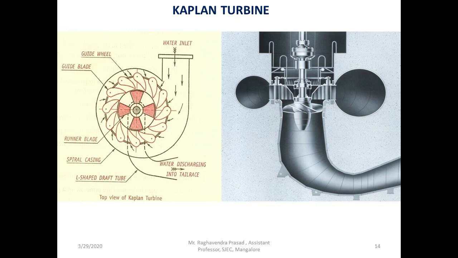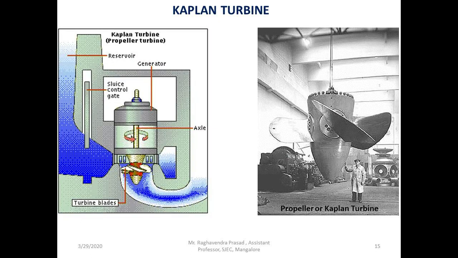So Kaplan turbine in design looks somewhat similar to that of Francis turbine, except one important thing, that is the center Kaplan wheel. The design of a Kaplan turbine, if you see in the second diagram on the right hand side, resembles the propeller of a ship. So it is also called a propeller turbine. Kaplan turbine is called a propeller turbine because of this shape of the blade. In the next diagram you can see the propeller of the Kaplan turbine in actual size.